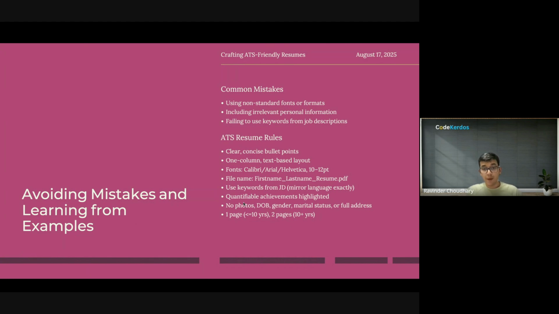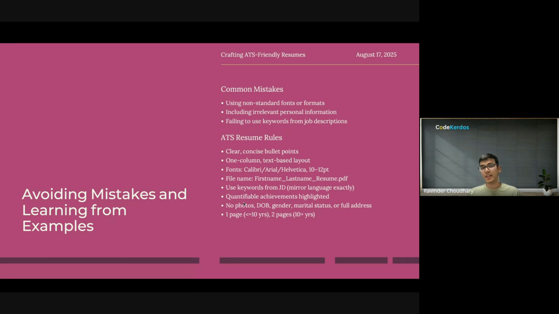This one is also very important, guys. Quantifiable achievements highlighted. More often than not, in fact, very often I've seen people just use adjectives to say, I've made huge impact, amazing performance, increased efficiency. But how do you measure these terms? These are some mere adjectives. So you need some metrics, you need some numbers to show the impact, to show the outcome that you got from the techniques that you tried.